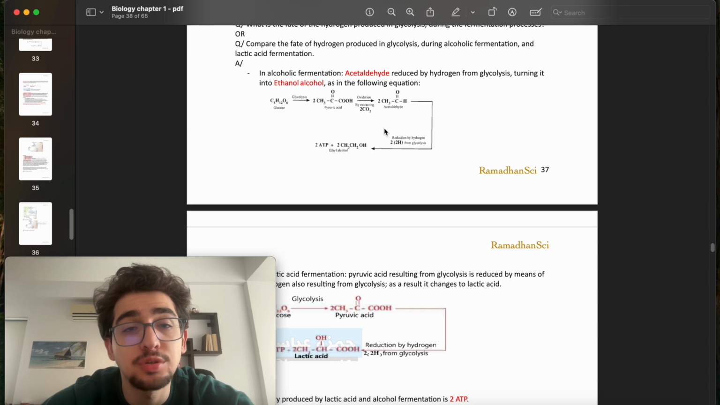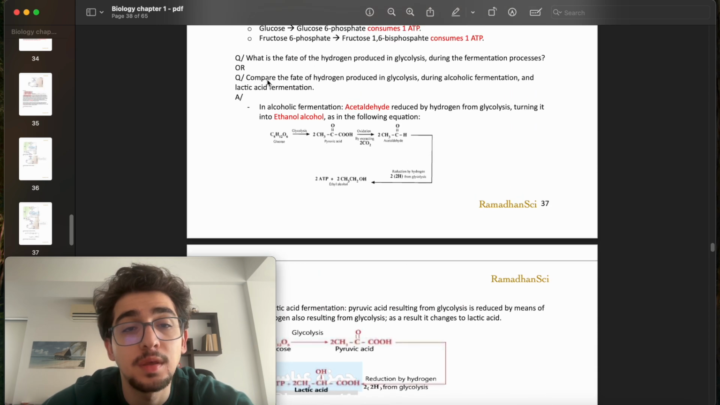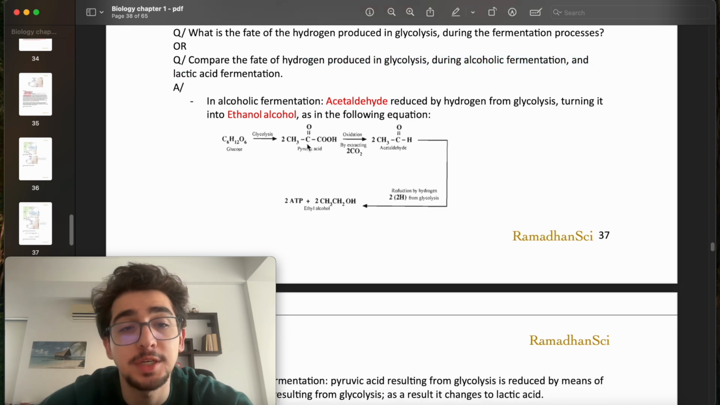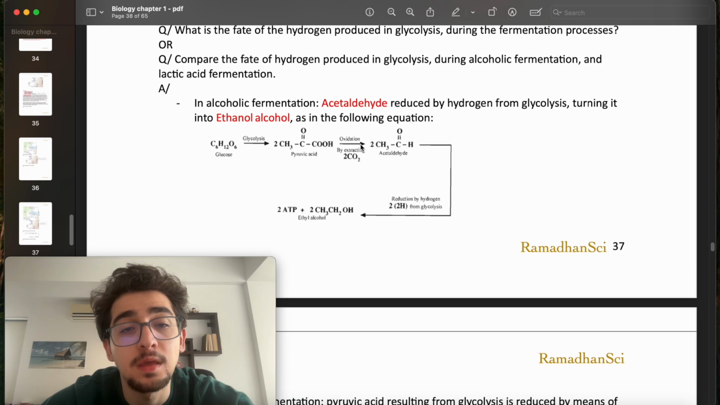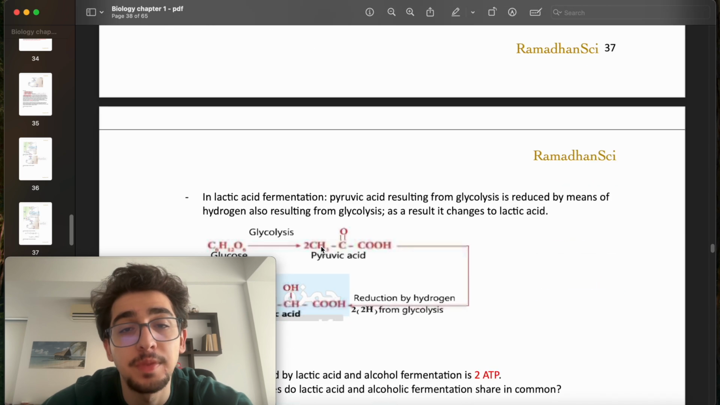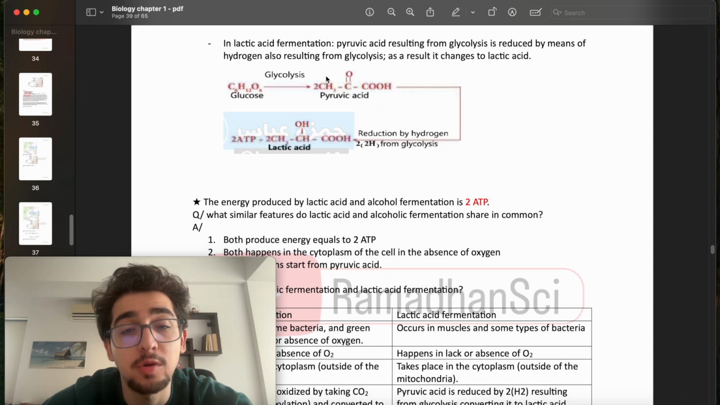The comparison question, as you can see it here: compare the fate of hydrogen produced in glycolysis during alcoholic fermentation and lactic acid fermentation. You will just write down that in alcoholic fermentation, the acetaldehyde is reduced by hydrogen into ethanol alcohol. And in the lactic acid fermentation, it's a direct one. The pyruvic acid gets reduced by the hydrogen to lactic acid.